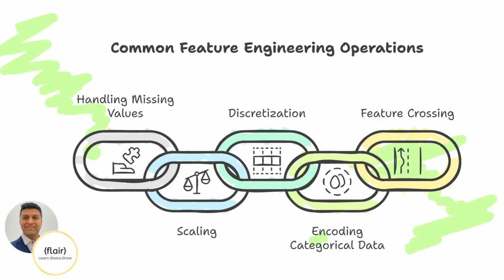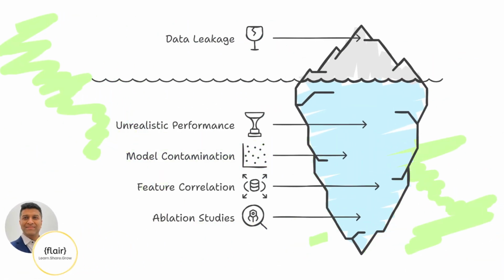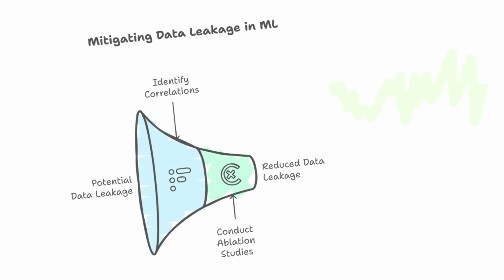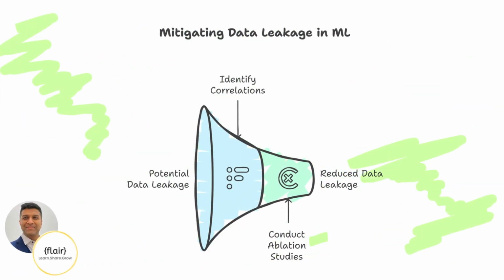Data leakage. Now, let's touch on data leakage. This happens when information from your test or validation set leaks into the training process, which gives you unrealistic results. It's sneaky and it can make your model seem better than it really is. Always check for high correlations between features or run ablation studies to test how the model performs when features are removed.